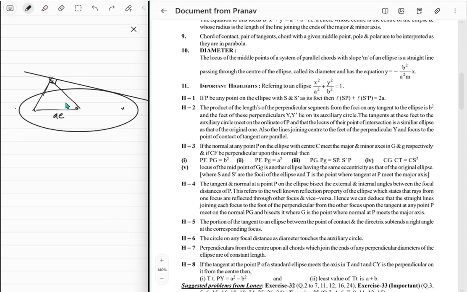First of all, we have to prove that both of these actually lie on the auxiliary circle. So for that, we have to prove this is actually equal to a. Okay, how do we do that? How do we do this? It's tangent to this.